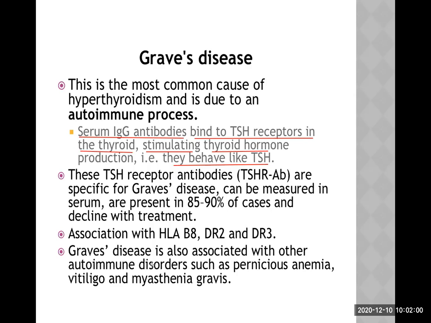So they have got different names because of these functions. We call them TSH receptor antibody, or TSI, thyroid stimulating immunoglobulin also. These two terms are quite commonly used in clinical practice: TSH receptor antibodies or TSI. Don't get confused.